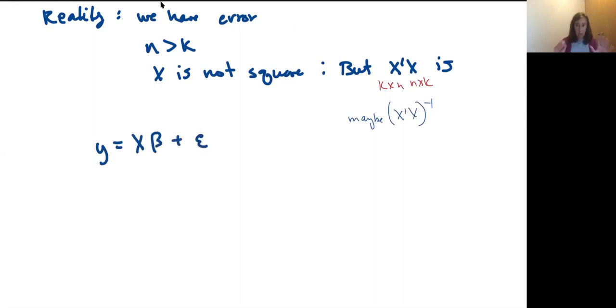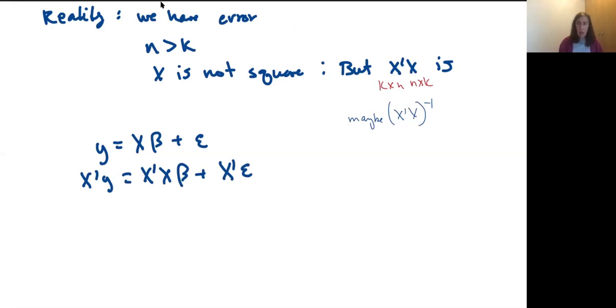Okay, so here's my algebra. Just watch this. First thing I'm going to do is pre-multiply both sides of the equation by X prime. And I'm going to do this: X prime y equals X prime X beta plus X prime epsilon. Is that all conformable? Let's check.